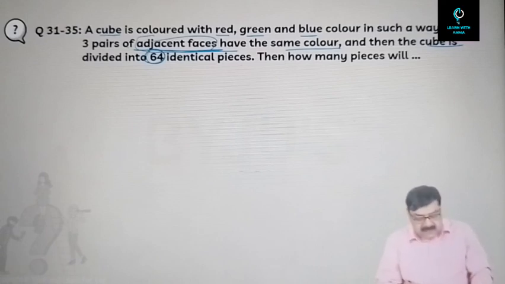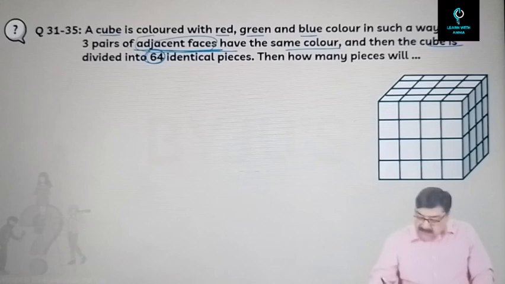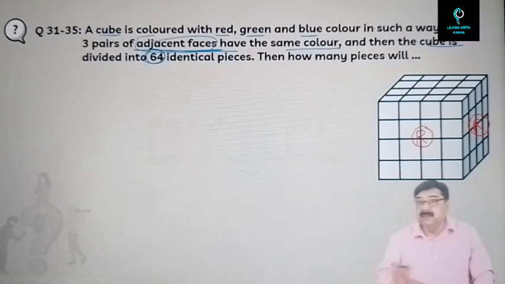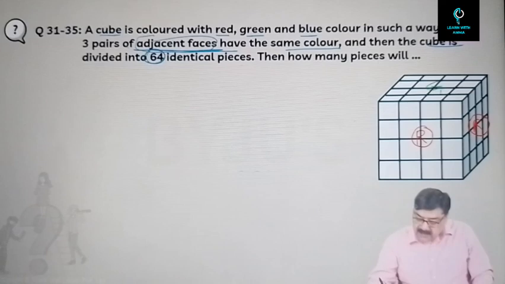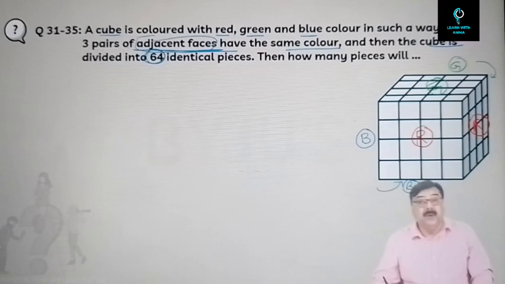Questions will be asked. First, let's have a look at the diagram here, and the way the colors are arranged. See, this front is red. Even the right side is also red. Adjacent, you know, having a common edge between them. Let us say this is green, and then on the back also we have green. And this is blue. Then on the bottom also we have blue color. So adjacent faces will have a common edge between them.